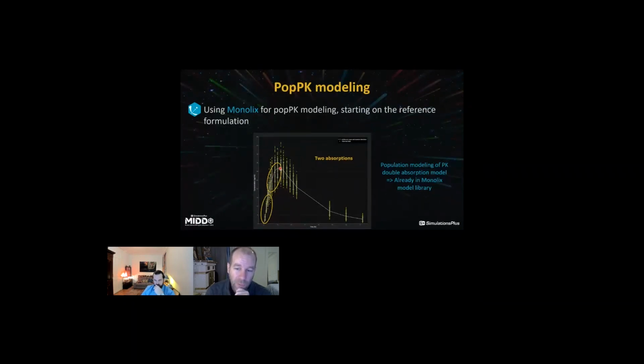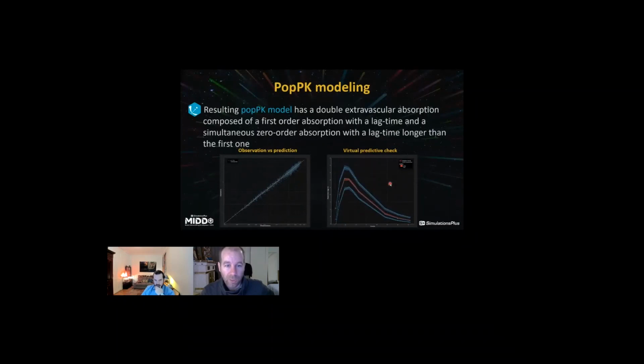So we'll be quite easily able to model that. And what we model is two things: the mean population, but also the variability. If we go to the next slide, sorry. What we'll be able to have is a PK model with a double absorption. So first of all, a first order absorption with a lag time and a zero order absorption with a longer lag time. What we want to catch is this biological behavior, and also to see the variability, so to be able to estimate on this, the volume, the clearance, the variability among the population.